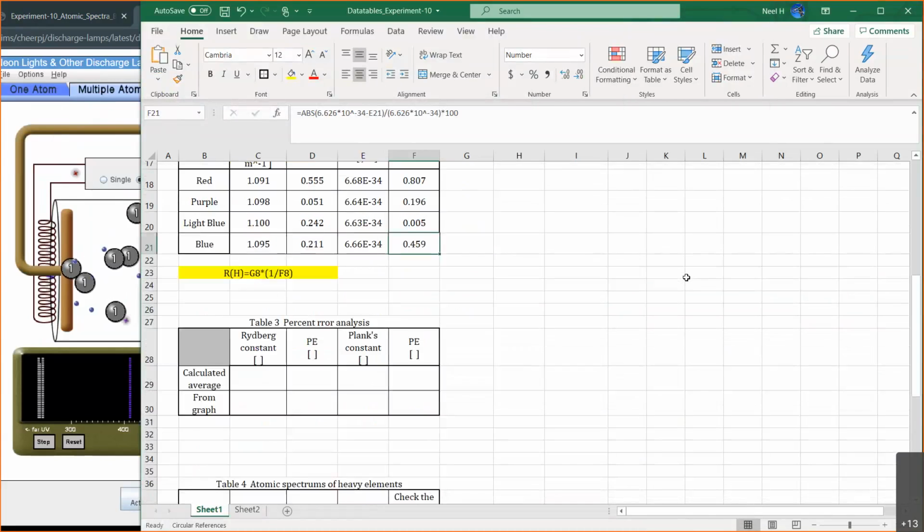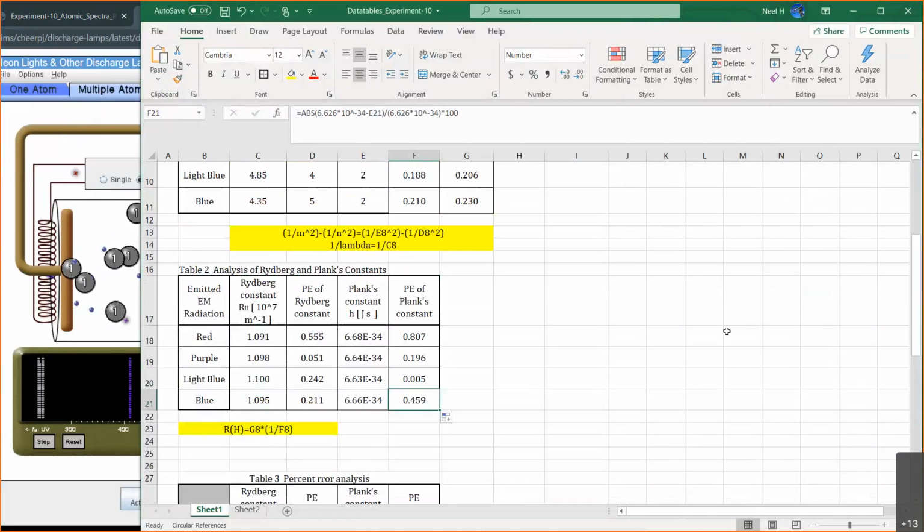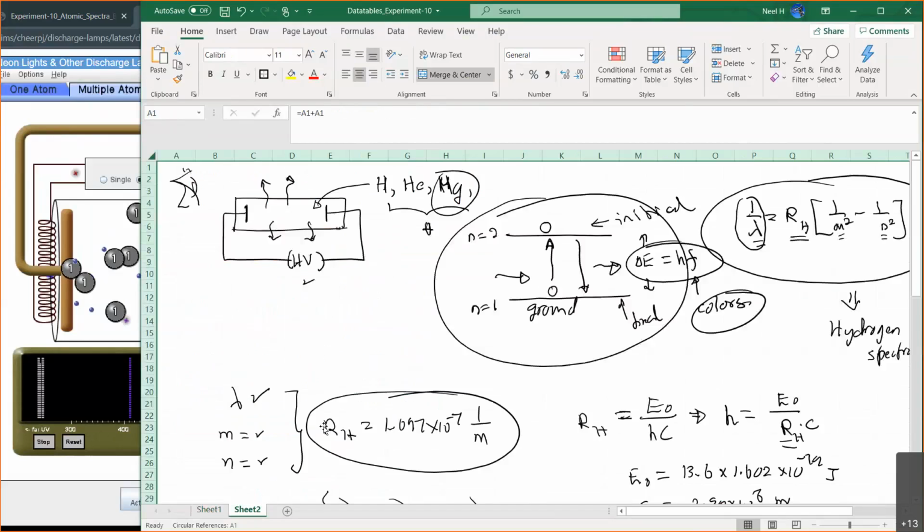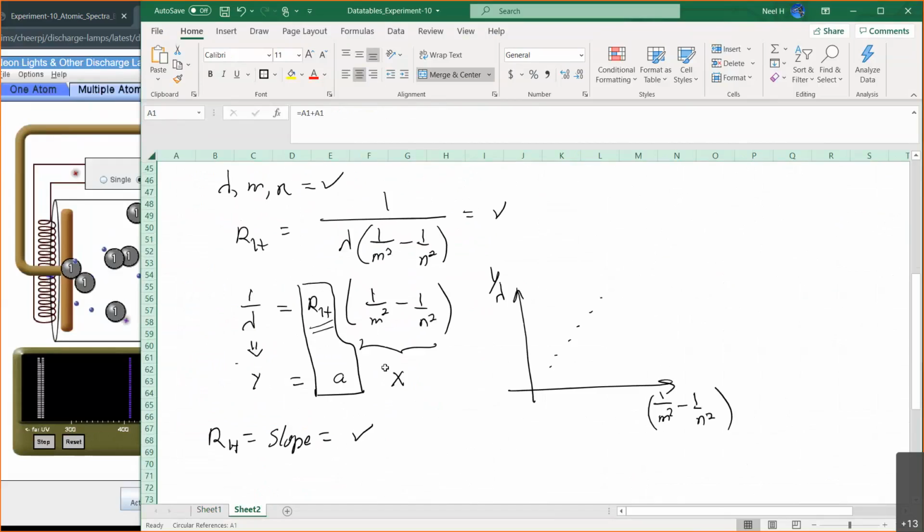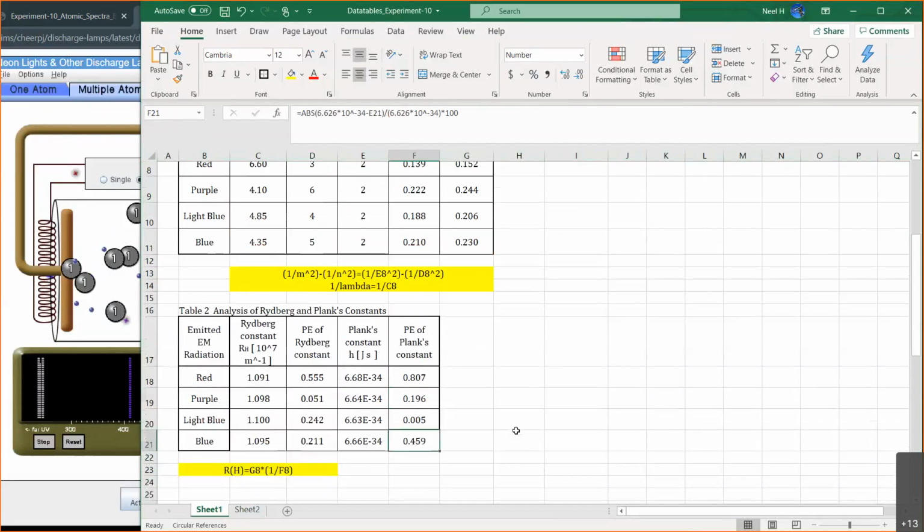Okay, then let's take a look now. Since I have at least 4 data points, I can make a graph, right? So let's make the graph we discussed earlier. What we're interested in now is 1 over lambda versus this whole part, right? The excited states, 1 over m square minus 1 over n square, that whole thing. We have that data here. We just need to make the graph.